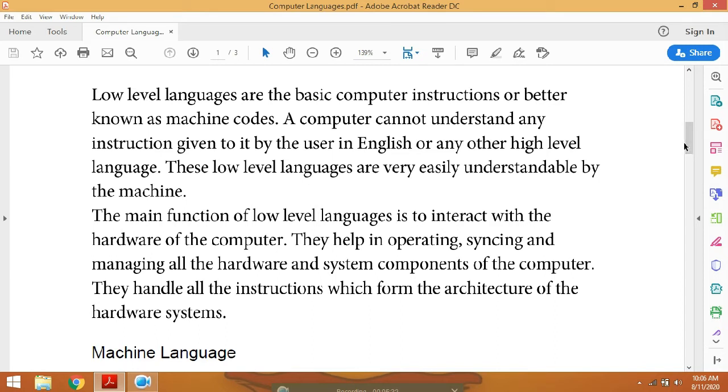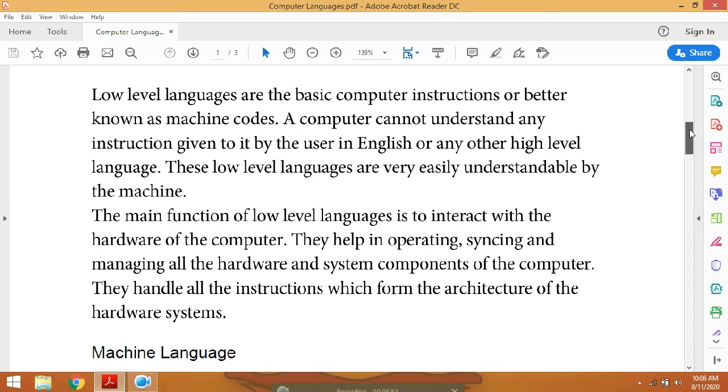The user understands the high level language, that is English. So whatever instruction we provide to the computer in English is converted into machine language, and then machine language is understood by the computer. So that is the process of language conversion in the computer.